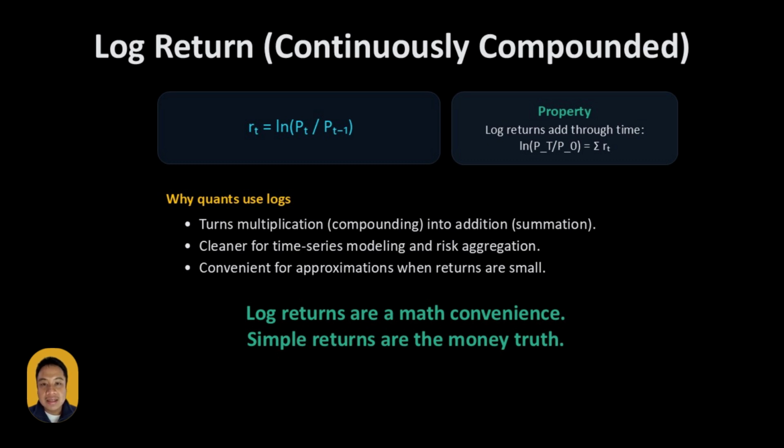This is useful in time series modeling. ARIMA and GARCH often assume additive structure, as do risk aggregation across time and some theoretical finance derivations. But important nuance. Log returns are not more true. They're a different measurement scale.